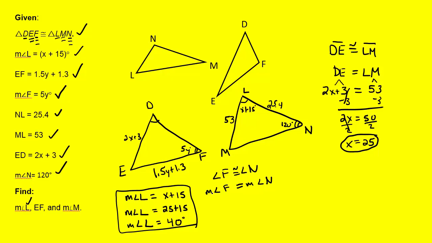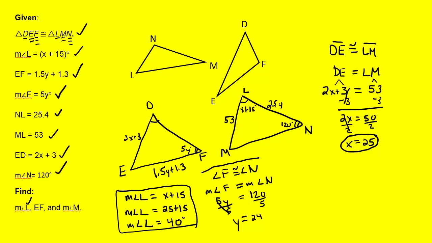Now, what's the measure of angle F? If I look up here, it is represented by 5y, so I can substitute that in there. What's the measure of angle N? Well, that's 120 degrees. Now I have an equation with one variable, and I can solve this for y. All I have to do is divide both sides by 5, and y equals 120 divided by 5, which gives me 24. That gives me the solution for this part.